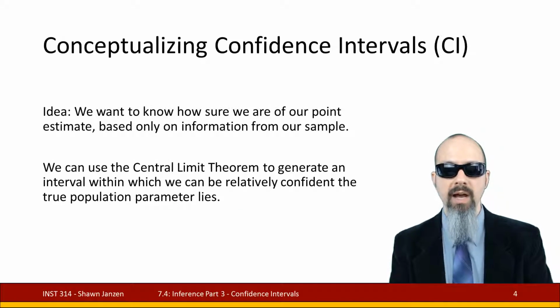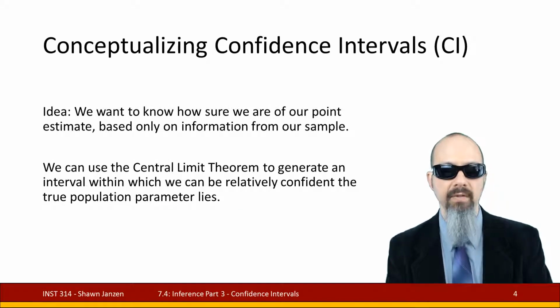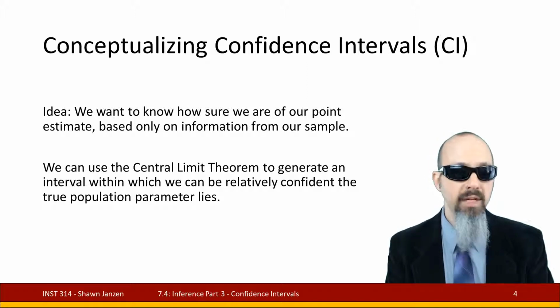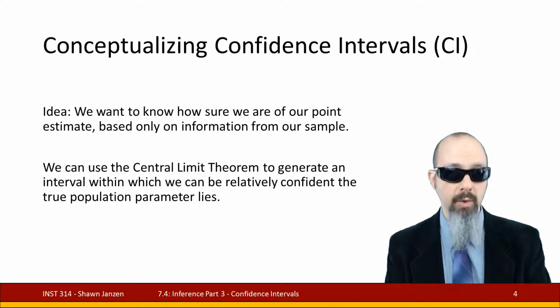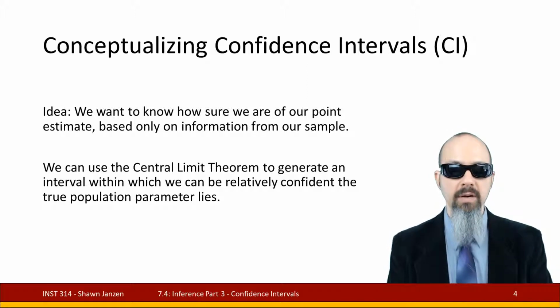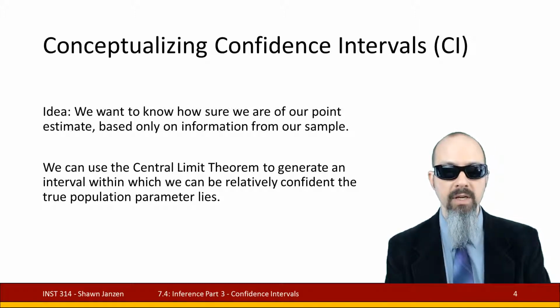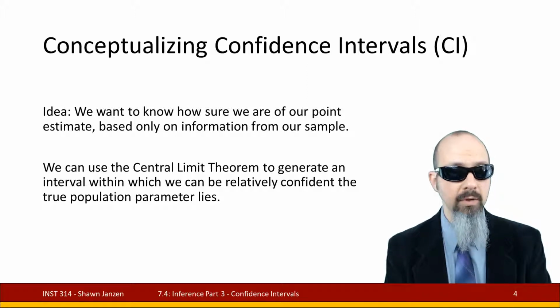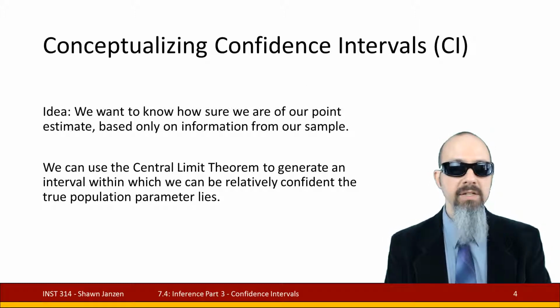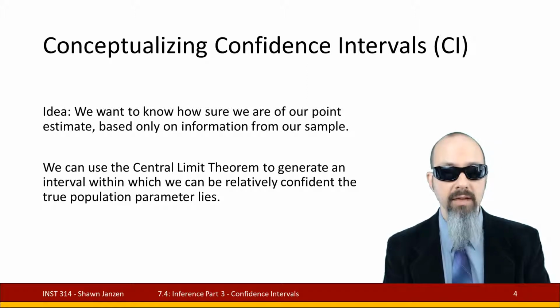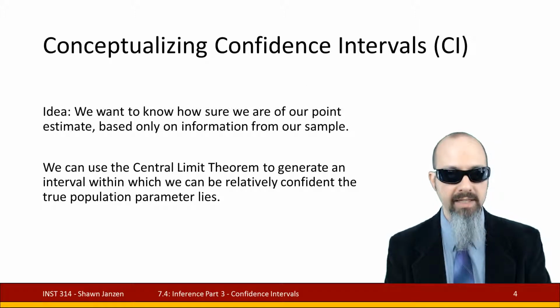When we're talking about confidence intervals, let's conceptualize what a confidence interval is. The idea is that you want to know how sure you are of getting a particular point estimate based only on information from your sample. We can use the central limit theorem, which we're going to talk about in a future video, to help us generate an interval which we can be confident about where the true population parameter lies. You don't need the central limit theorem specifically to calculate a confidence interval, but it explains why we can go ahead and use it. So a confidence interval is a range of values we are fairly sure that the true value lies within.